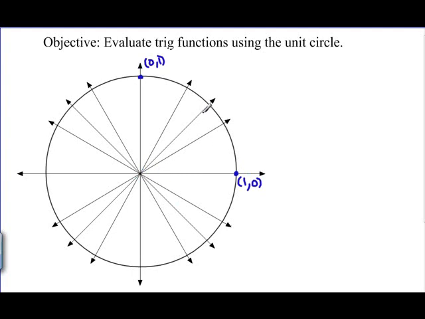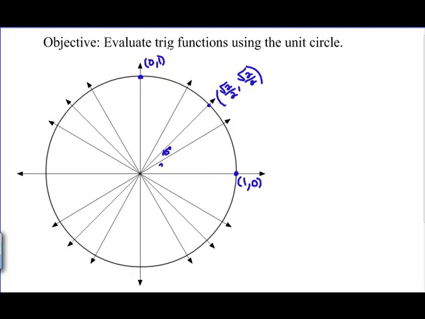Now the way that these are subdivided, this middle line here represents a 45-degree angle. And if you remember, we learned what the cosine and sine of a 45-degree angle were with right triangles. We learned that the cosine is the square root of 2 over 2, and the sine is the square root of 2 over 2.